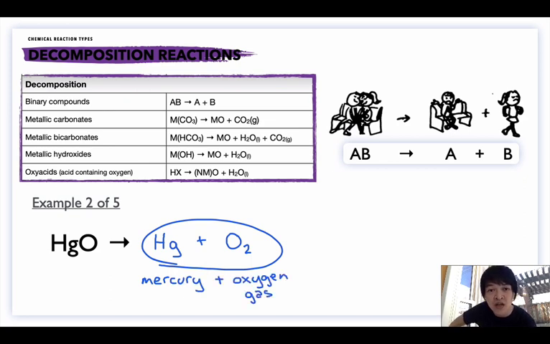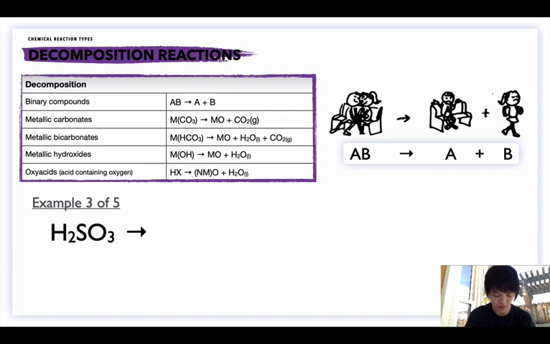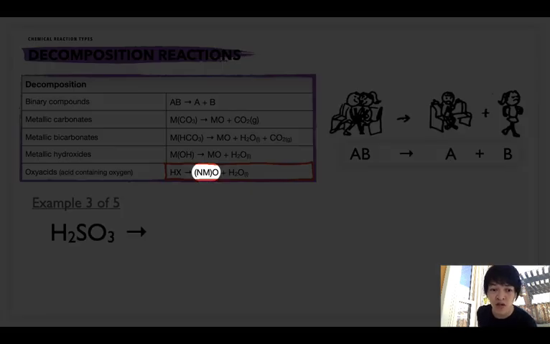All right, let's go ahead and go to our third example. We have sulfuric acid here, and this one must be the oxyacid, an acid that contains an oxygen. So we're going to be following this guideline down here. We are going to write in two products, and our first product is going to be a nonmetal oxide.